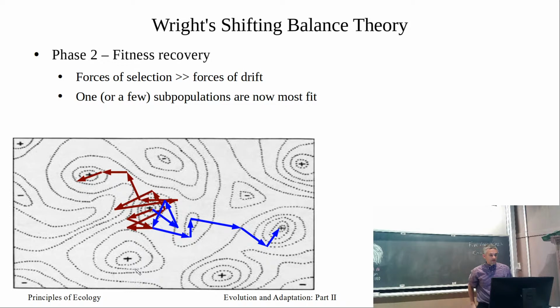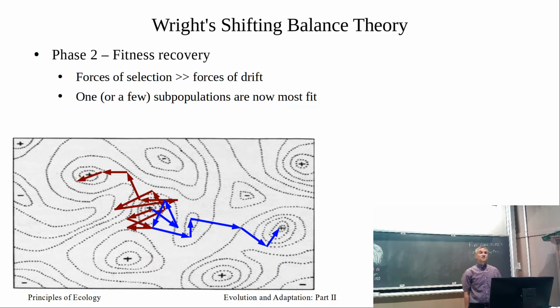We're hoping that one of these subpopulations gets to one of these new slopes of a higher fitness peak. Once they get there, we're hoping, or at least Wright's hoping, that the forces of selection start to take over and override the forces of drift. Now you could say, well, hold on, we're still a small subpopulation. Wouldn't drift still be in effect? And I'd say, yes, it is.